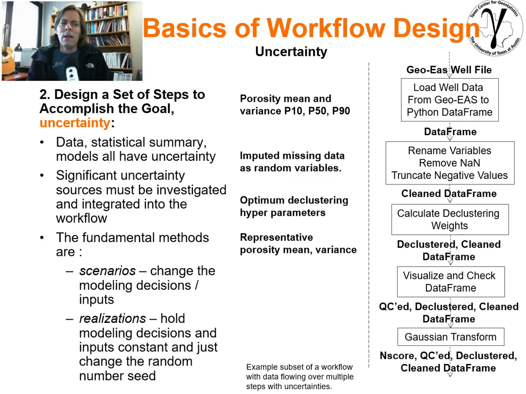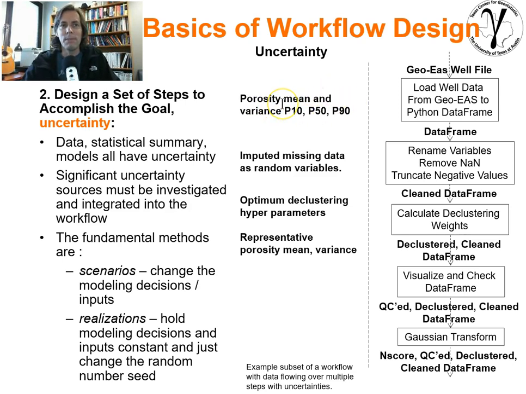Uncertainty. There's uncertainty everywhere. Data, statistical summaries, the models, everything we work with has uncertainty. We might as well make it our friend because we're working with the subsurface. It's sparse, it's heterogeneous, it's uncertain. Sparse sampling, heterogeneity equals uncertainty. So there's significant sources of uncertainty on everything we're doing. And in fact, it makes a lot of sense that as we're building a workflow, we should be quantifying and considering the multiple sources of uncertainty.